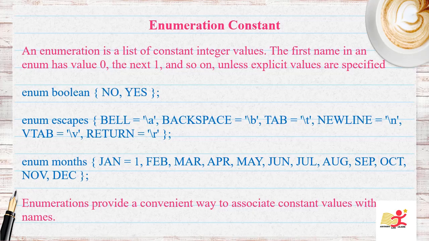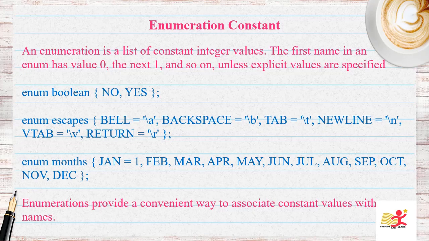So here enum escapes. Here all the values are stated for bell, backspace, tab. And in the next, enum months, JAN equal to 1, then all the months are written. Since JAN equal to 1 is given, FEB will have 2, MAR will take the value 3, APR will be 4 and so on. Suppose you have not specified JAN equal to 1, then JAN will take the value 0, FEB will take the value 1 and so on.